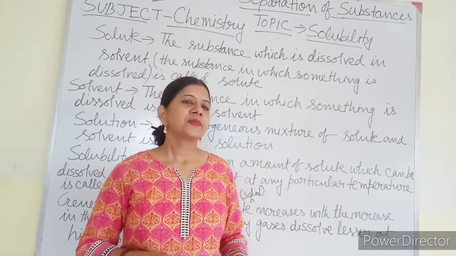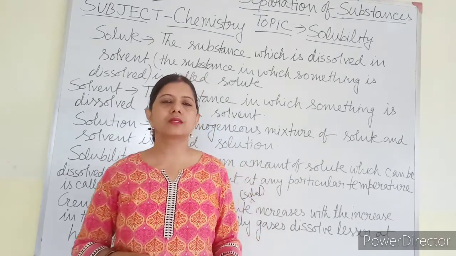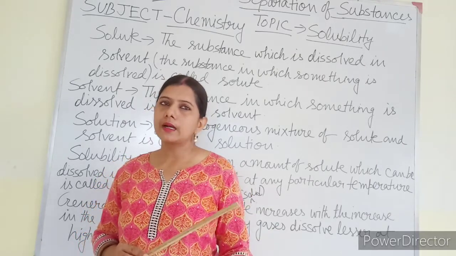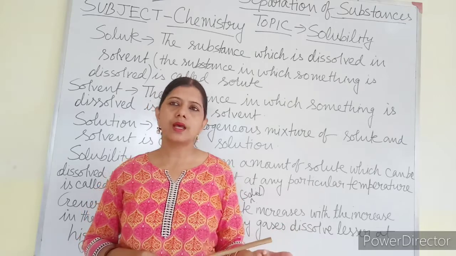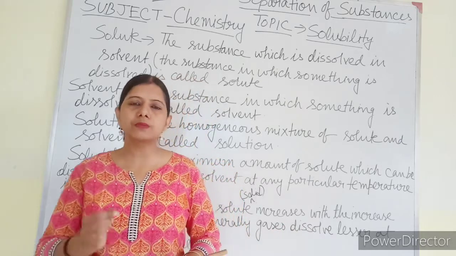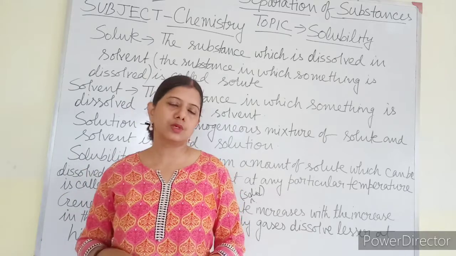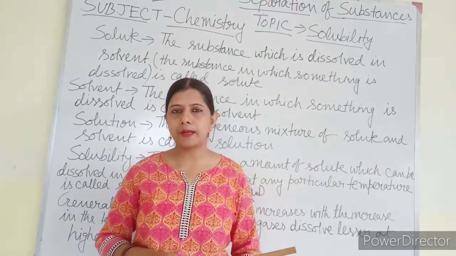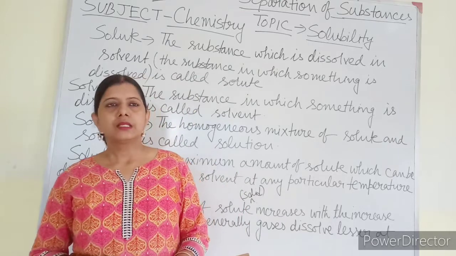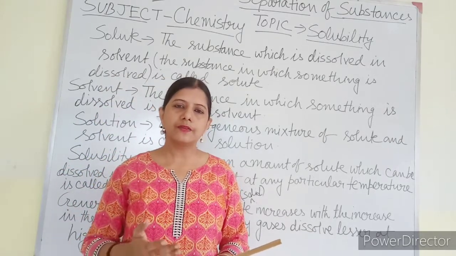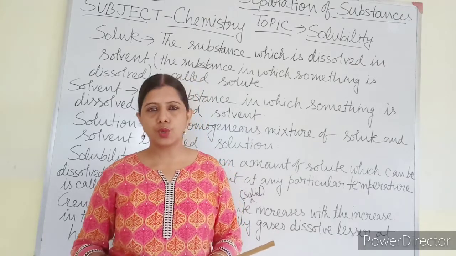Suppose I give you a mixture which contains sand, sugar, ammonium chloride and iron filings. Iron filings means small pieces of iron. You have to separate the four constituents. What processes will you apply, that you should know. The mixture contains sand, sugar, iron filings and ammonium chloride.